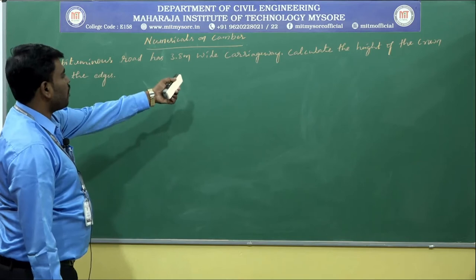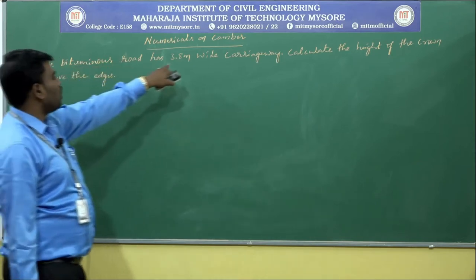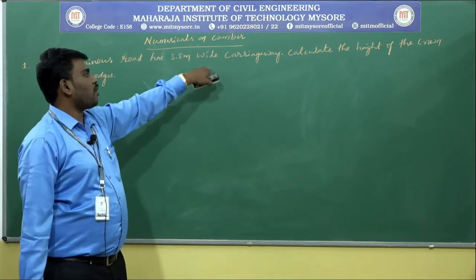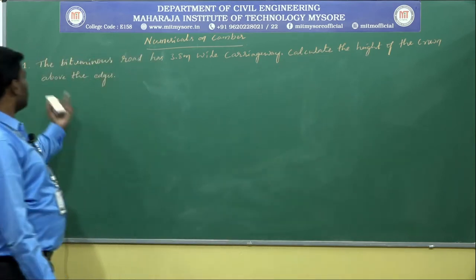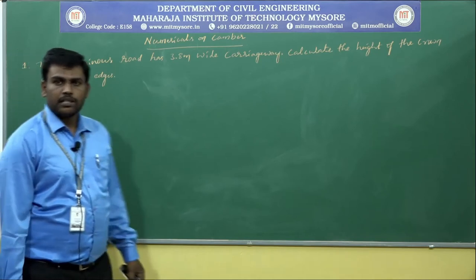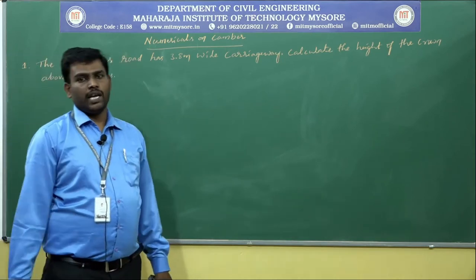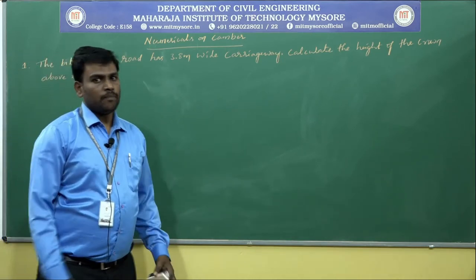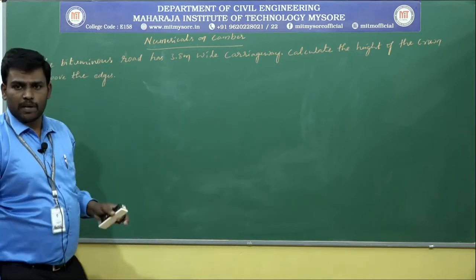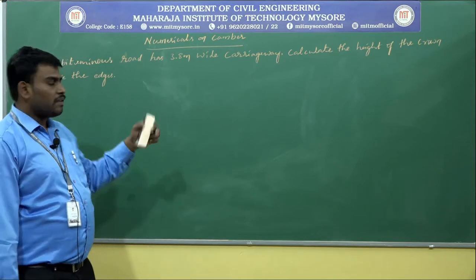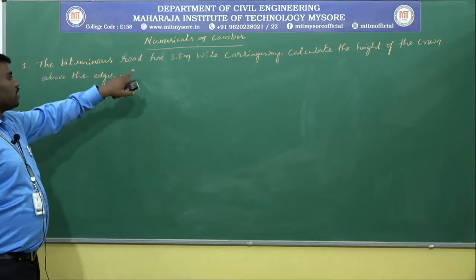So the first problem is: the bituminous road has a 3.8 meter wide carriageway. Calculate the height of the crown above the edges. See here, the given data is the width of the carriageway, that is 3.8 meter, and the type of road surface is also given, it is bituminous road.